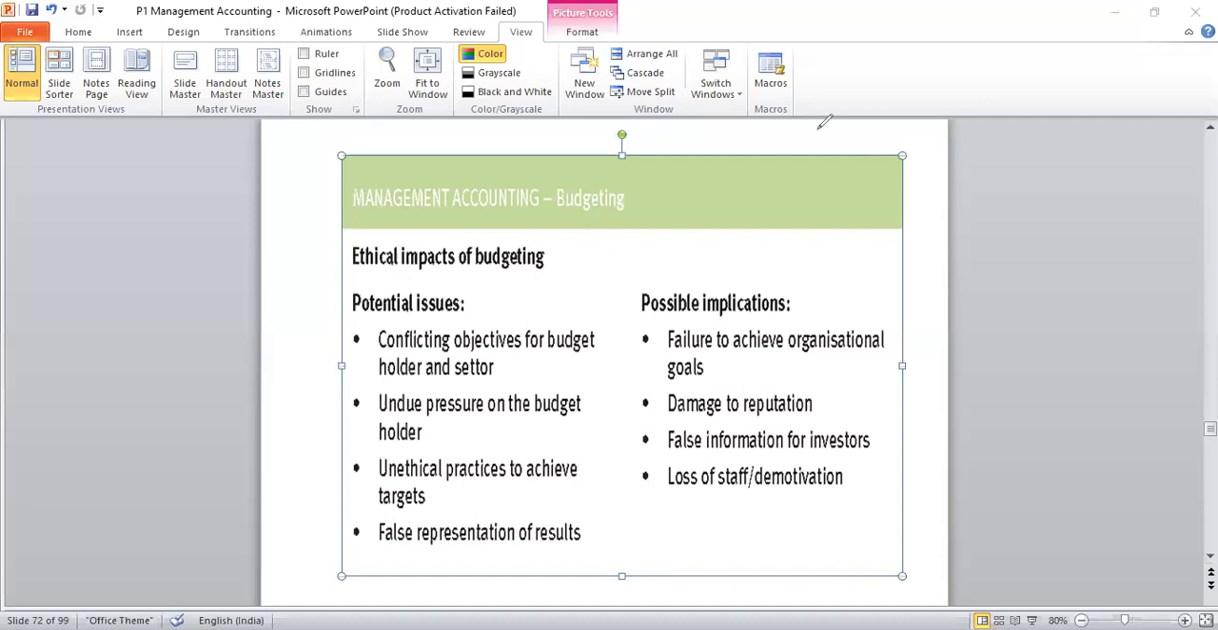So failure to achieve the organizational goals can cause some damage to the reputation of the business. False information can be passed on to the investors. Then they may lose the staff, or it can act as a demotivating factor for the employees. So that's the last topic in budgeting theoretically. So we have run through these slides.